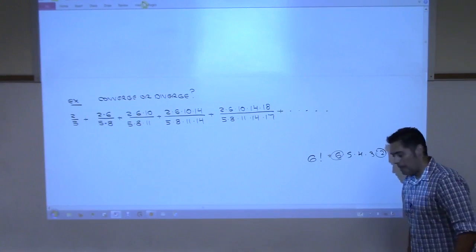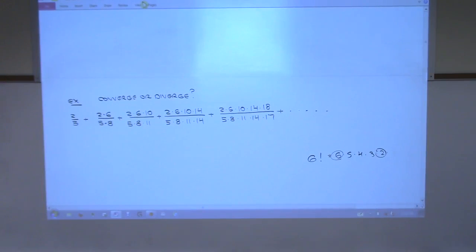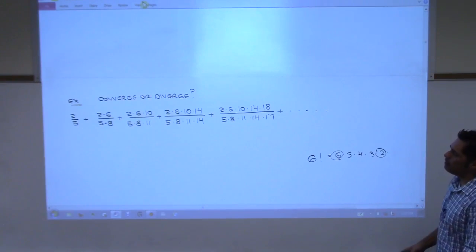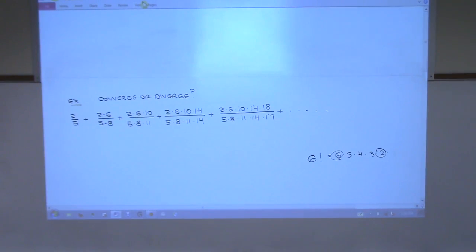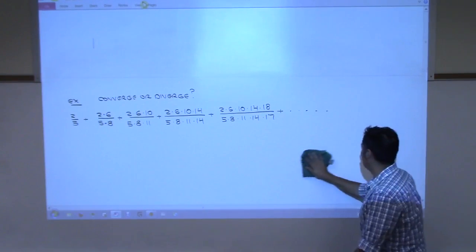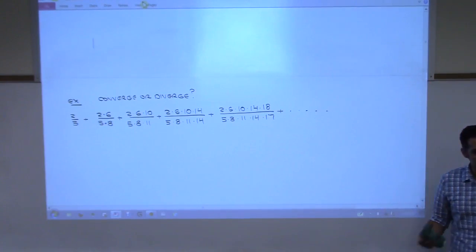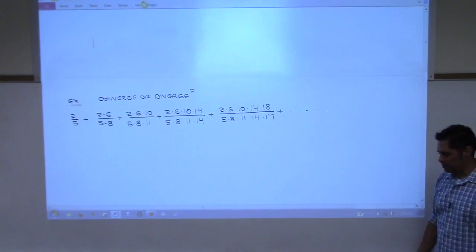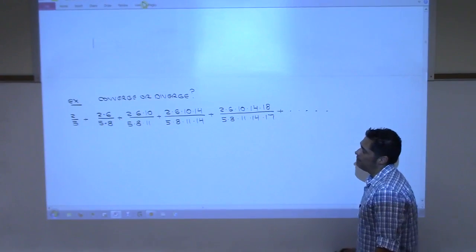Can you make factorial do something else? There are ways to manipulate factorials to get this to happen, but I'm going to show you the technique that the book uses, and I think it's a little cleaner if we approach it this way. All right.